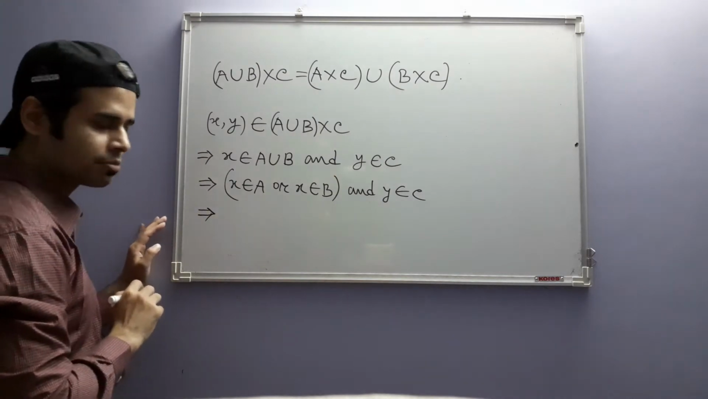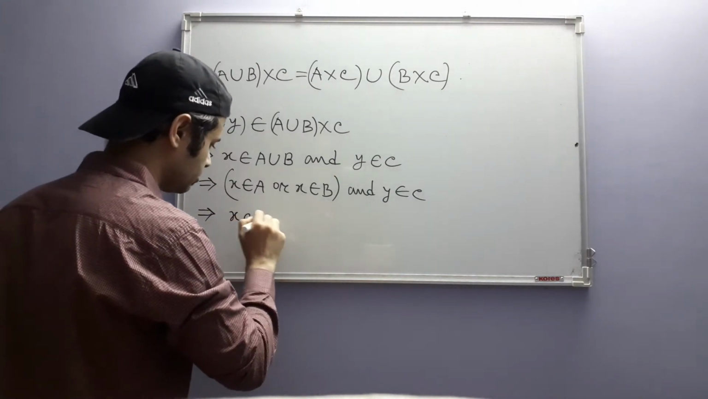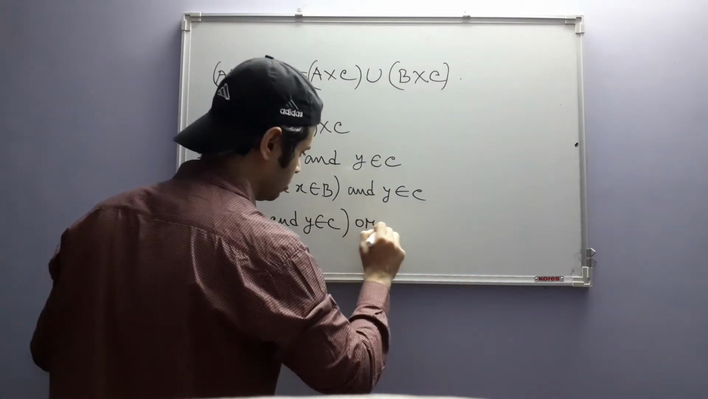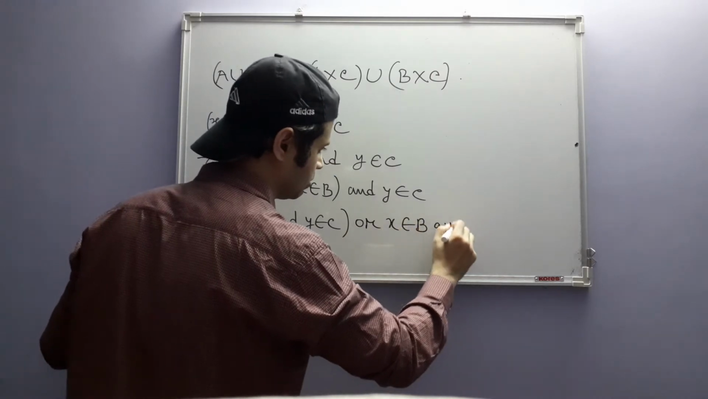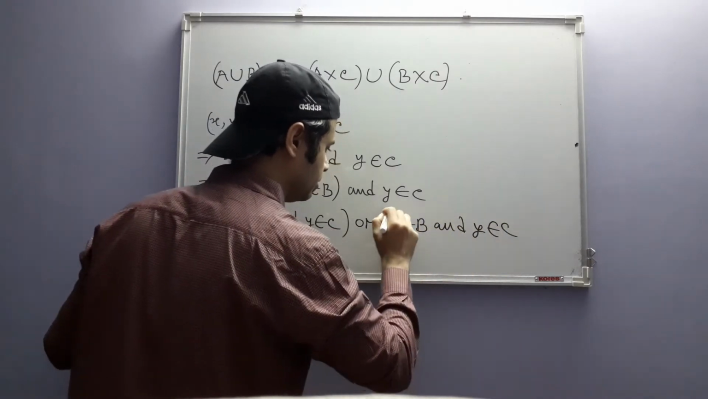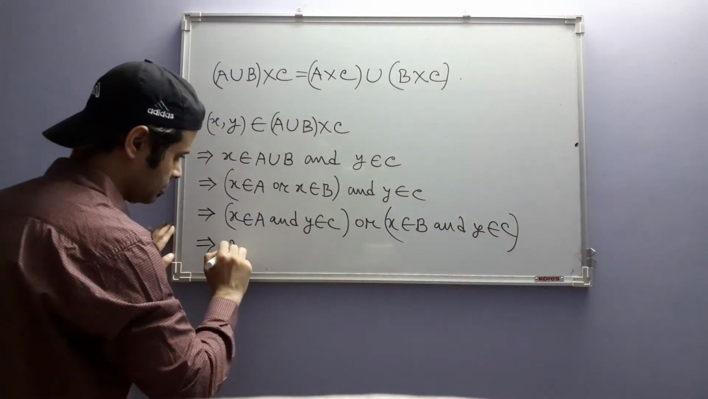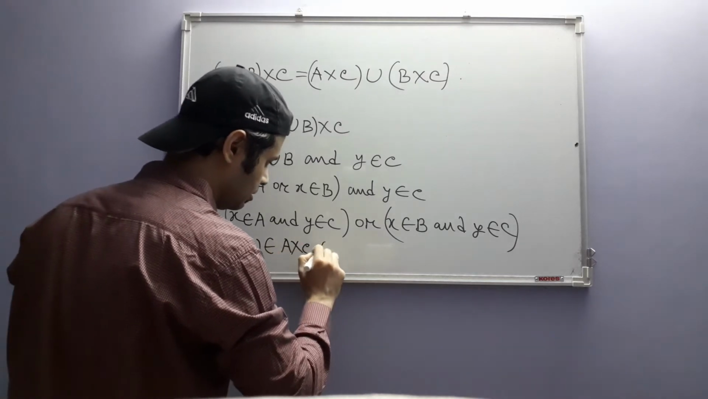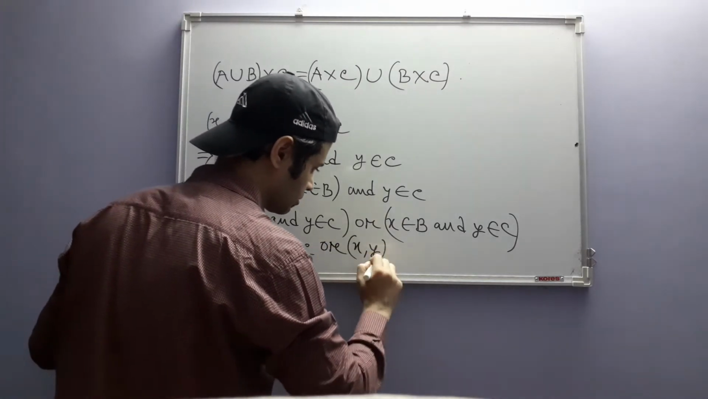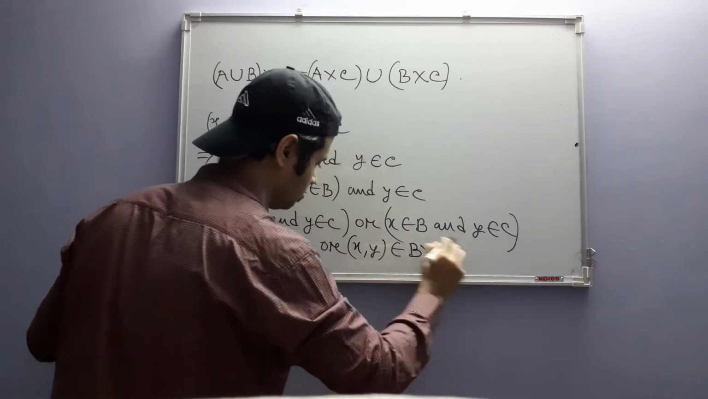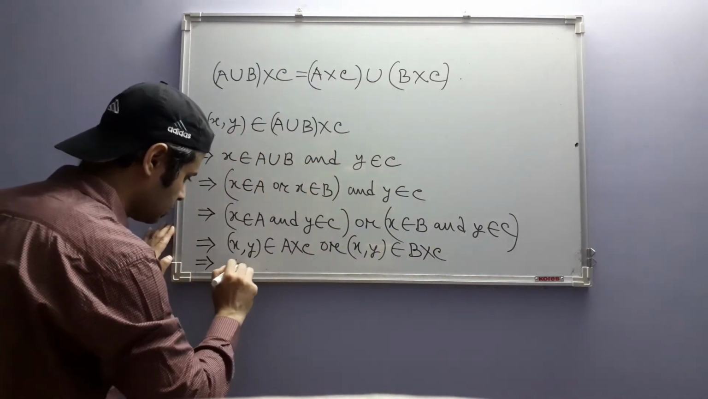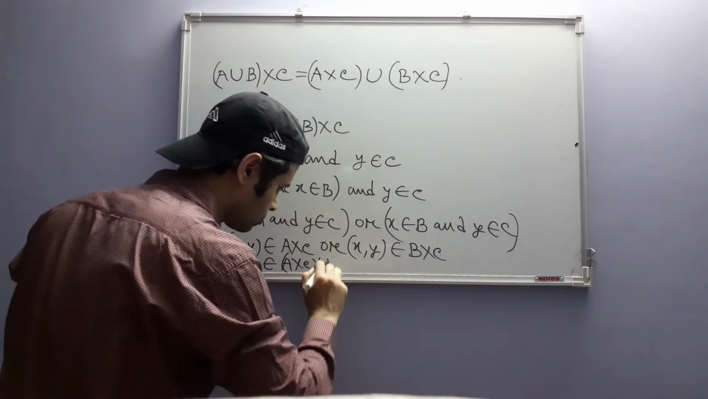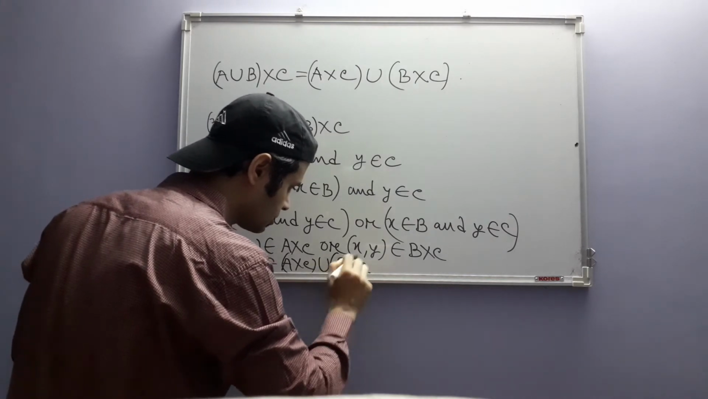Using the distributive law from mathematical logic, this implies x belongs to A and y belongs to C, or x belongs to B and y belongs to C. And this gives me (x, y) belongs to A cross C, or (x, y) belongs to B cross C, which further implies (x, y) belongs to A cross C union B cross C, since we have or.